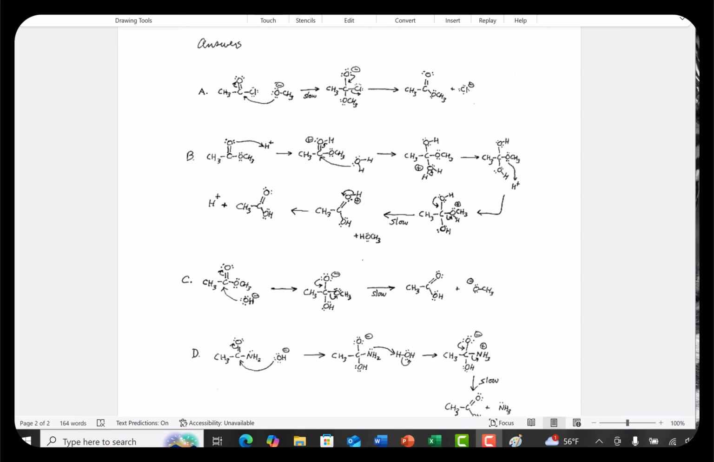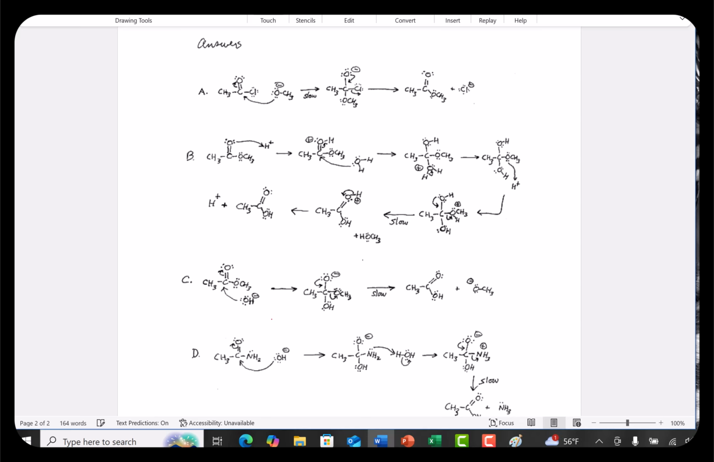Okay, so let's think about the conditions first. It's acid conditions. In acid conditions, there are more steps. First step, the carbonyl oxygen gets protonated. The nucleophile attaches. You've got a proton shuffle step where you basically have to attach a proton to the leaving group. The leaving group is ejected, and then in the last step, the proton leaves. So let's follow through there.